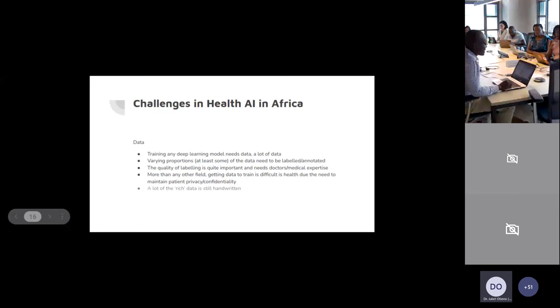I think lastly, and this is maybe more unique to Africa, a lot of the rich data from which neural networks can learn is still handwritten. Many hospitals still use handwritten clinical notes, either for their consultations in the outpatient or during the medical rounds that are conducted in the inpatient ward rounds. And so there's a whole bunch of data out there in the medical field that cannot be accessed by anything digital, let alone neural networks. And this is quite a problem for health AI.